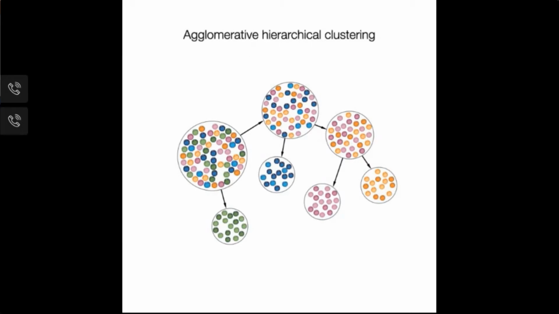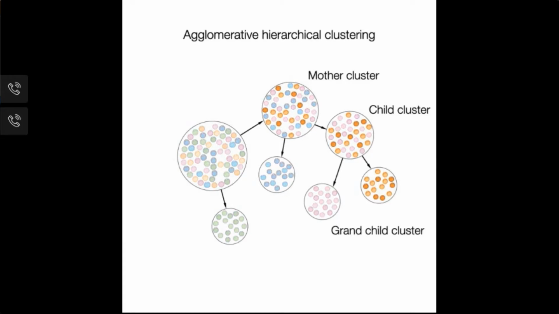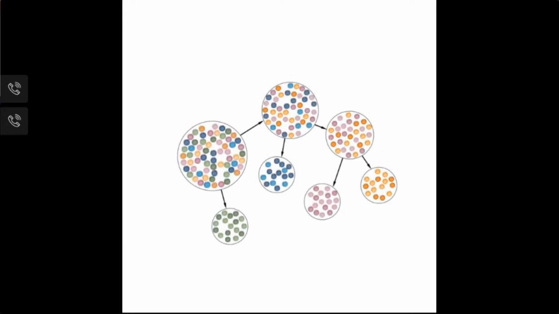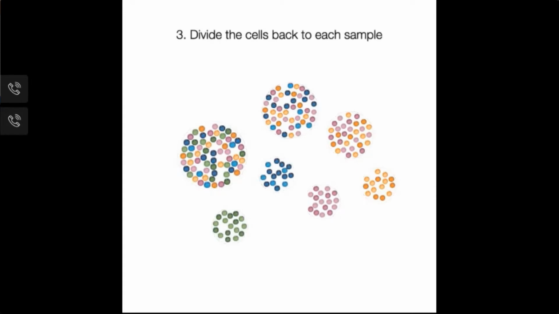Because this is an agglomerative hierarchical clustering, we are going to have mother, child, and grandchild clusters, and some cells are going to be present in more than one cluster, as you can see there for the orange lymphocytes. After the clusterization is done, we already have our Citrus tree, but all the cells are mixed together. So what Citrus is going to do is divide the cells back to the original sample and the original groups.